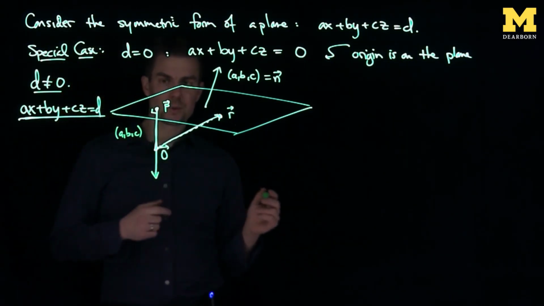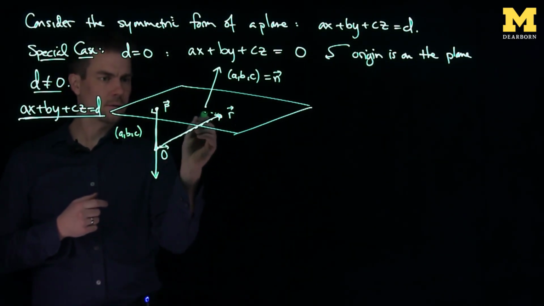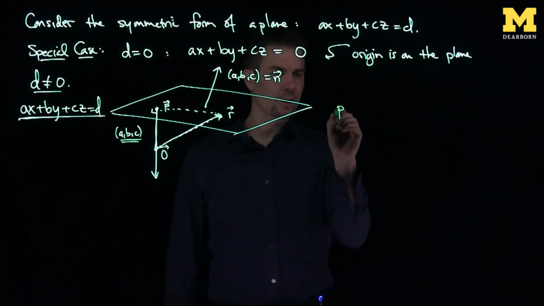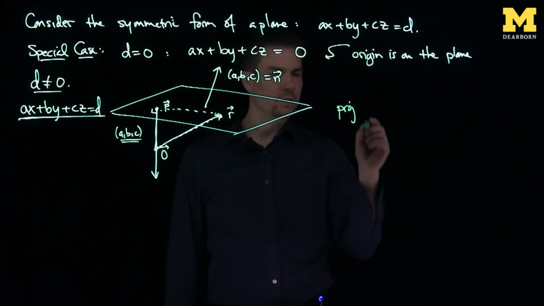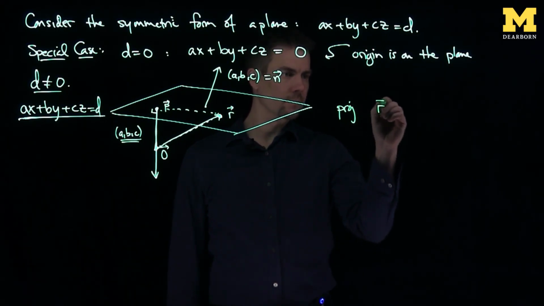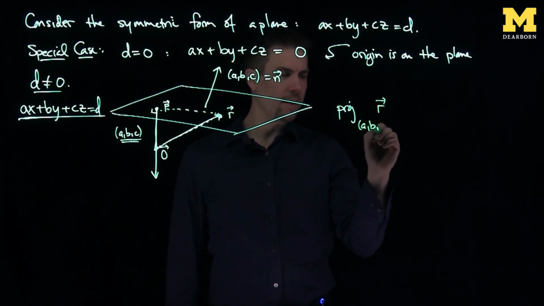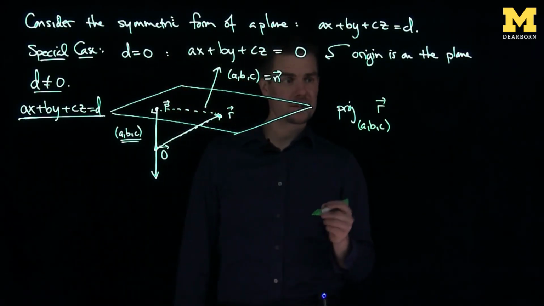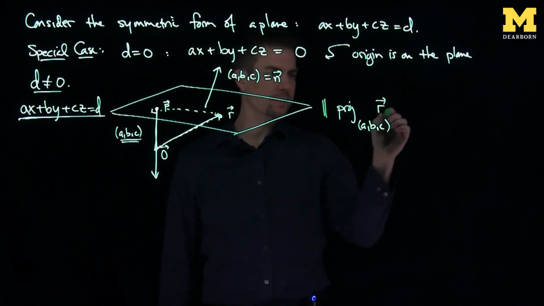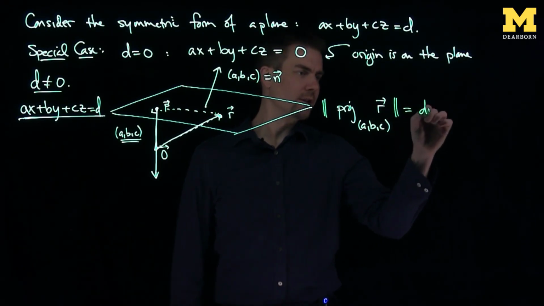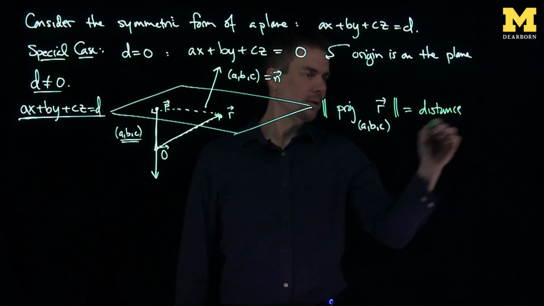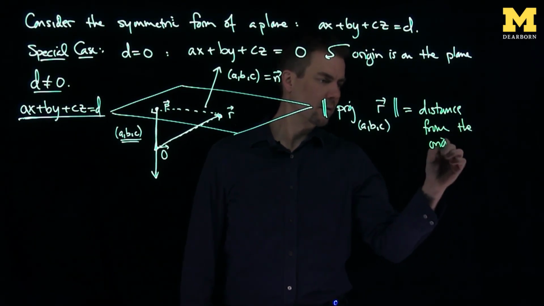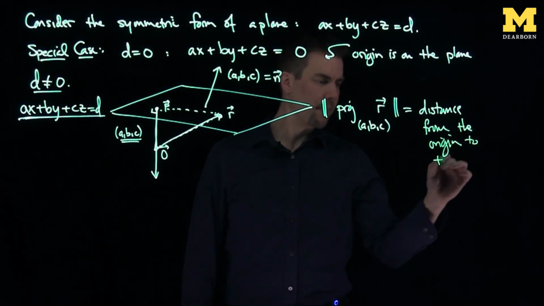So what we'd like to do is project our vector R onto this vector A, B, C. So the projection of the vector R onto A, B, C is going to give us the distance. The magnitude of this projection is the distance from the origin to the plane.